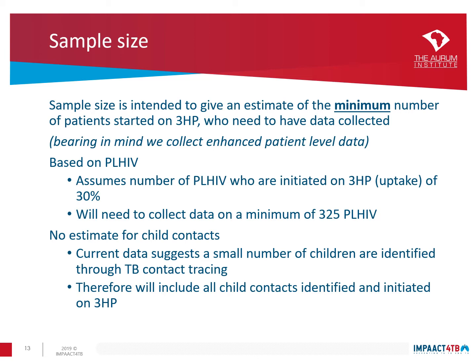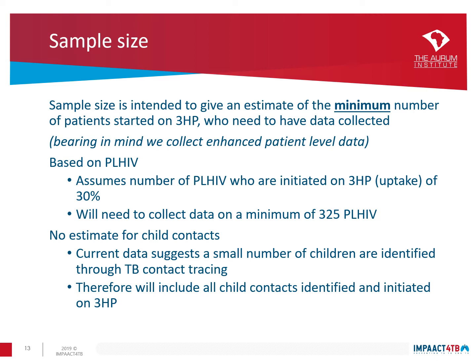In terms of sample size, we estimated a minimum number of samples of patients required for us to address the objectives mentioned above. Just bearing in mind, we collect enhanced patient level data, and we've based our sample size estimation on people living with HIV. Our assumptions include that we think people living with HIV, based on literature, who are initiated on 3HP, will normally be about 30%. And based on this, we estimated a minimum of 325 people living with HIV would need to be enrolled in the evaluation.